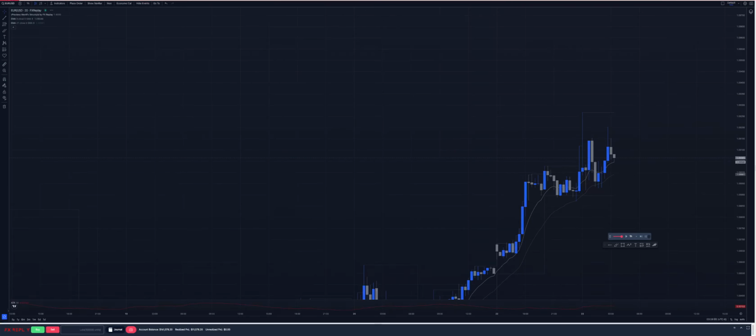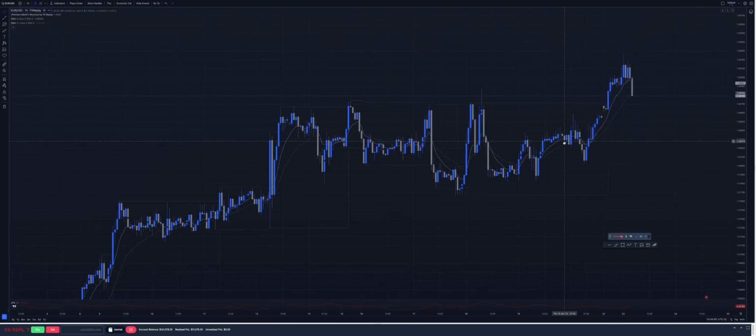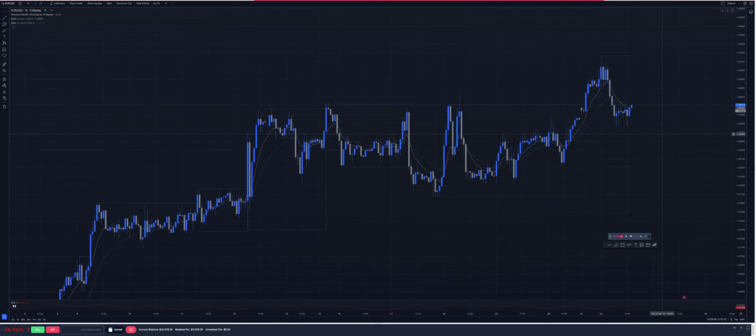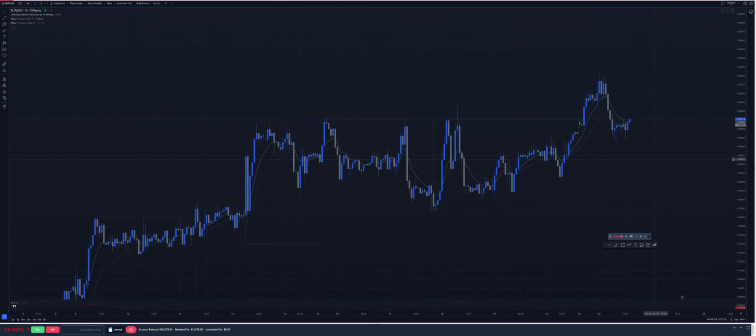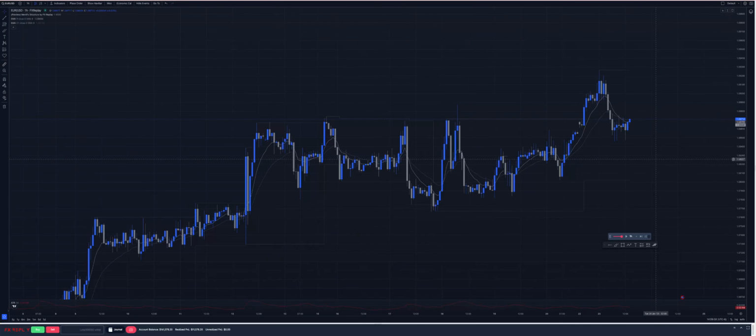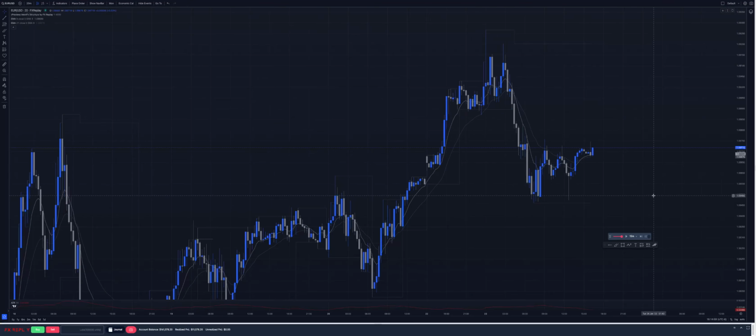So 20 minute is starting to fail. Hourly is okay. Gonna wait for a new 20 minute build up. Hourly fails, nothing to do. Don't want to touch this market. 4 hours building. Hourly is building. 8 hour is still building. So this is okay. I want to see a little bit more bullishness off of this market, and then I'll take a long 1 and then 2.